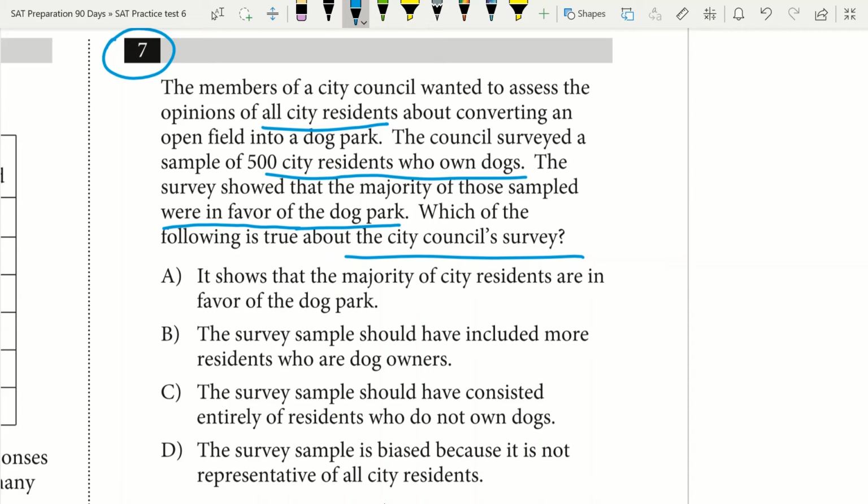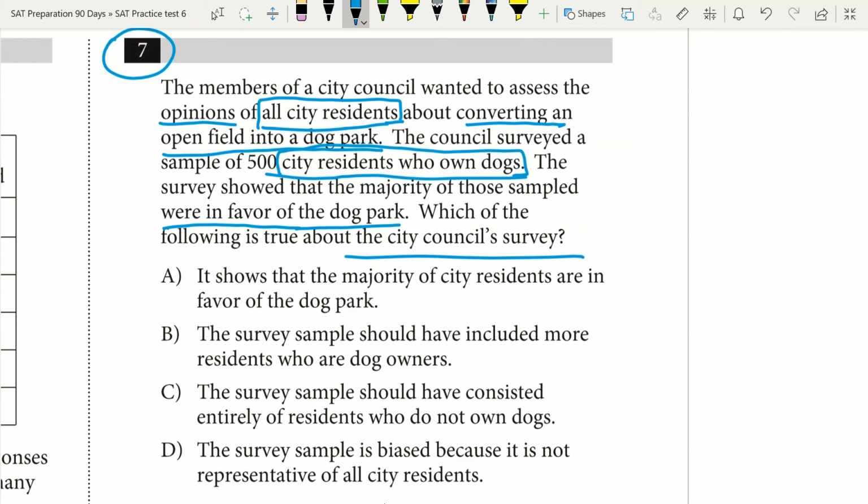So what I really want to show you with this question is that when we're doing a sample and we want it to be of all city residents, right? We want the opinion of all the city residents. We can't select only those who own dogs, especially when we're asking about whether we should convert an open field into a dog park. And here's why. That is a biased sample. On the SAT math section, you have to understand when samples are biased, because if a sample is biased, you cannot make a proper conclusion based on that sample, right?